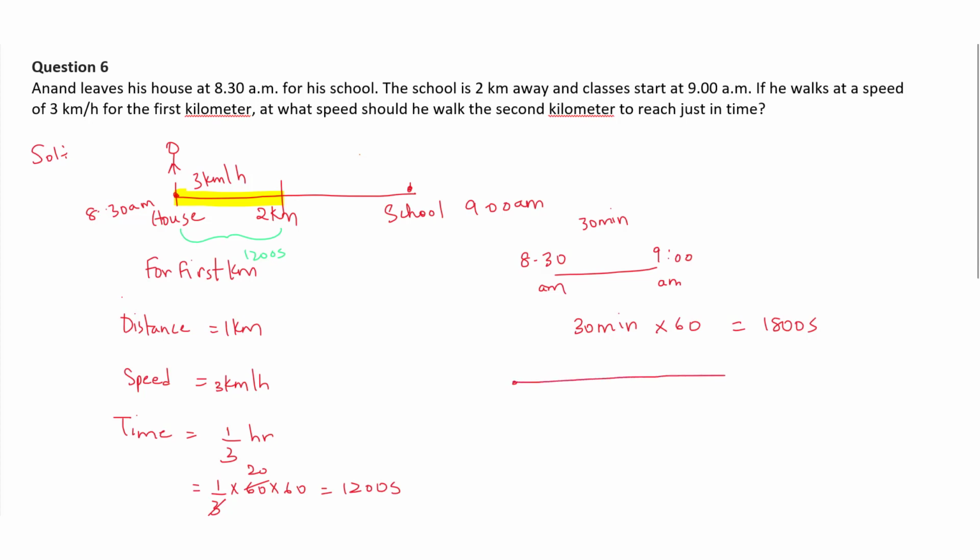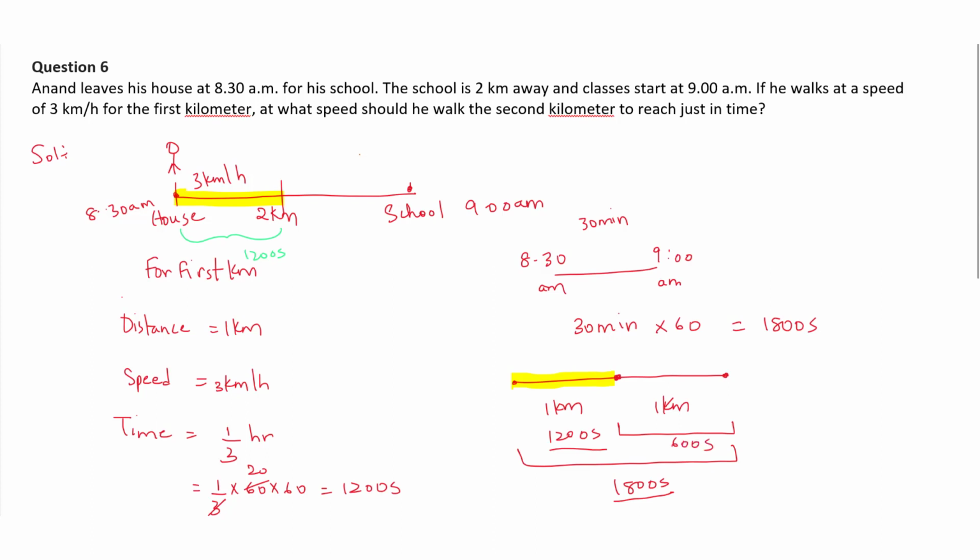Okay, let's redraw the figure. So this is our first kilometer, our first kilometer is till here, and the next kilometer is till here. The first kilometer he has traveled in 1200 seconds. And the total he has is 1800 seconds. So to travel from this point to this point, you have to do 1800 minus 1200, and he is left with 600 seconds.